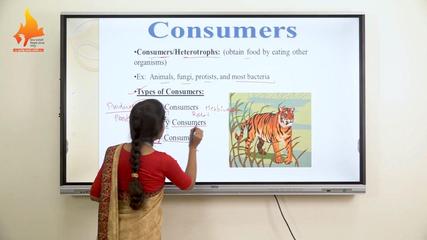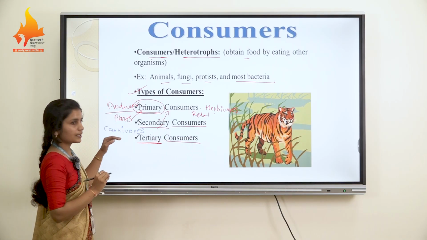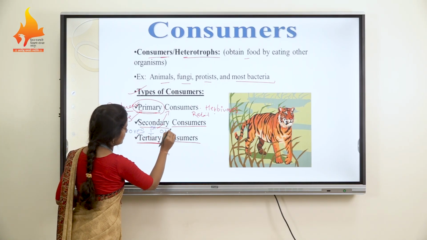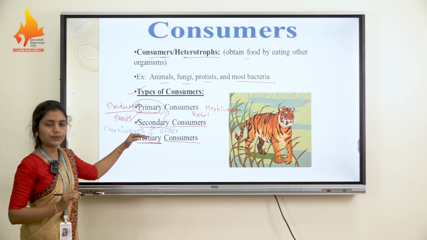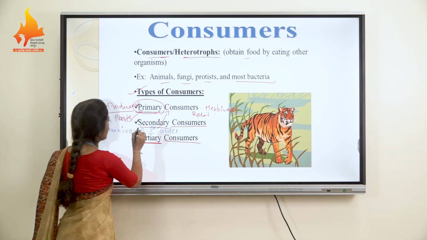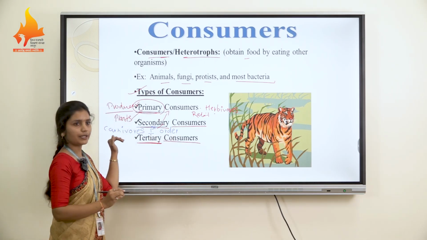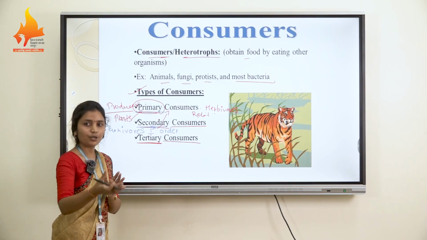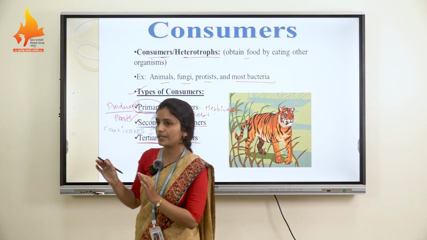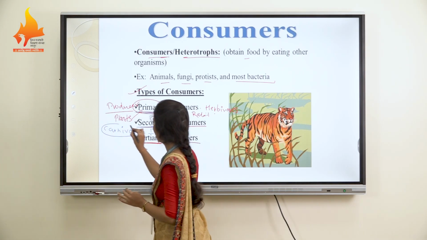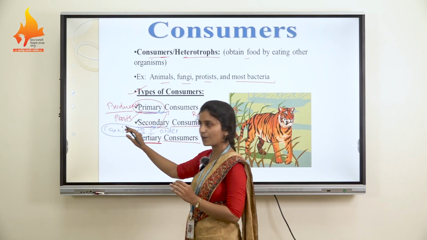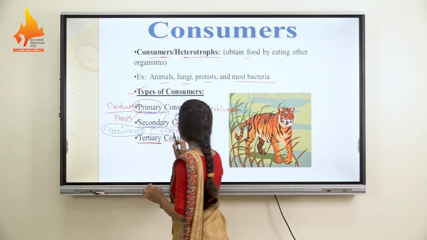The secondary consumers are also called carnivores, that is, carnivores of the first order. Carnivores means what? The organisms which depend upon the flesh of other organisms. The secondary consumers depend upon primary consumers, meaning they are flesh-eating organisms, and flesh-eating organisms are called carnivores. This is the first order of carnivores, hence they are called carnivores of the first order.